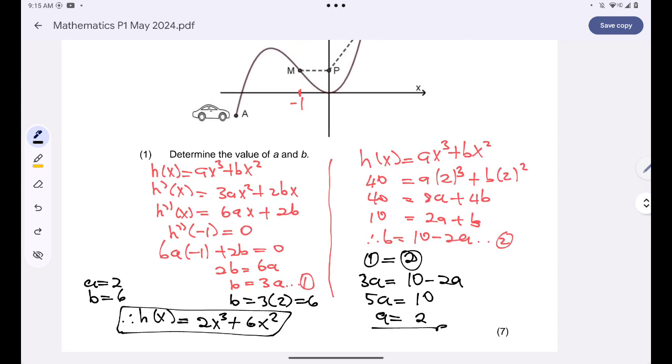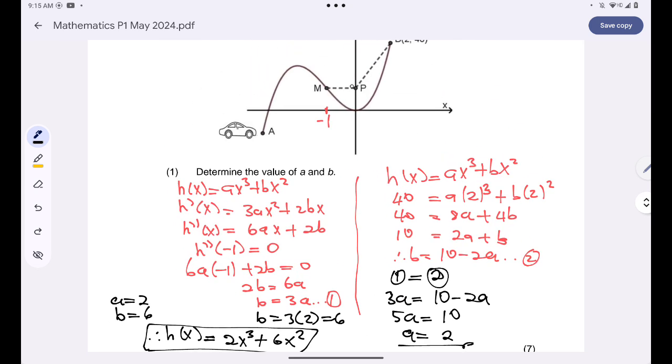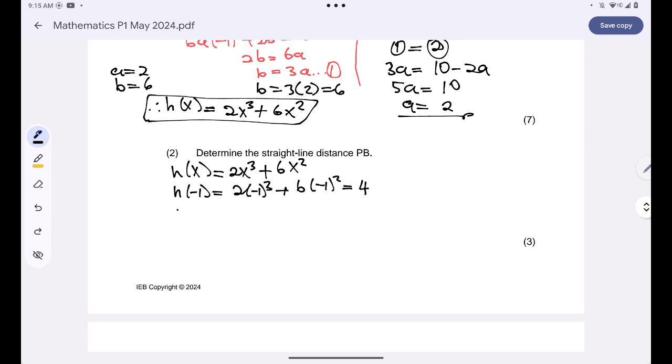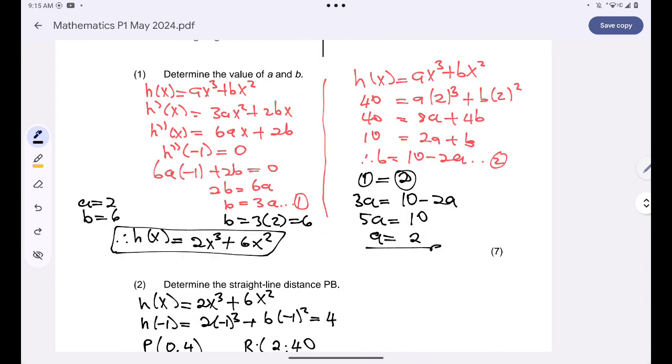So the coordinates of y, this is 4, right? So it simply means the coordinates of P is on the y-axis, so x is 0 and y is 4. Then B, I have 2 and 40. Yeah, it's 2 and 40.